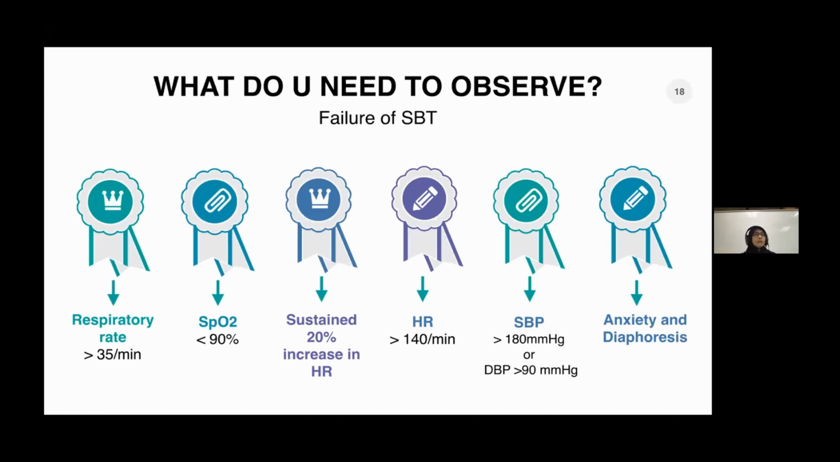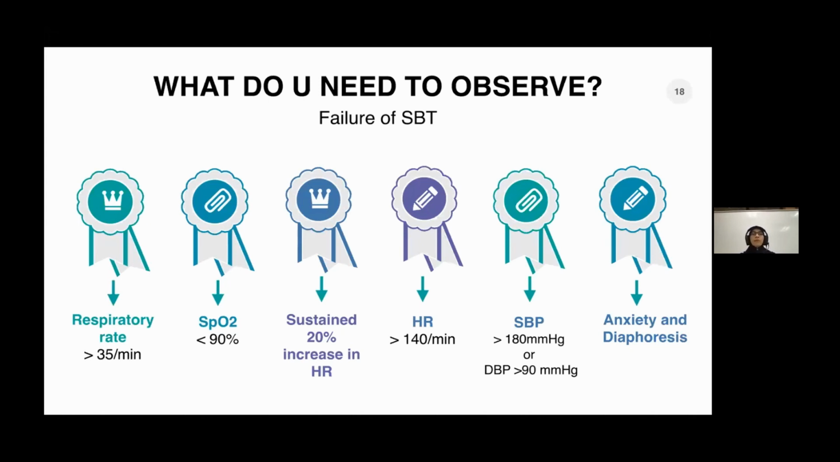So have a look at the respiratory rate. If the respiratory rate worsens from the current rate to more than 35 per minute, you know something is wrong with the patient. If the SpO2 is declining from a normal SpO2 of more than 91% to suddenly less than 90%, something is wrong with the patient. If there is a sustained increase of 20% in heart rate from the initial heart rate prior to the spontaneous breathing trial, something is wrong with the patient. The patient is under stress already.